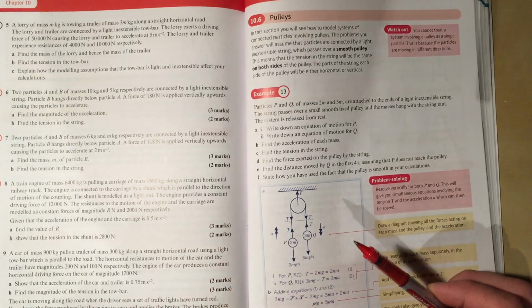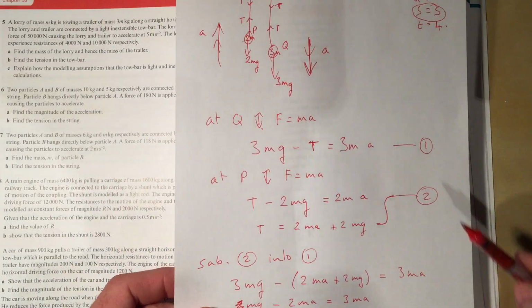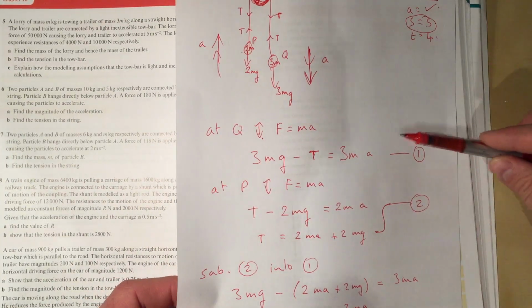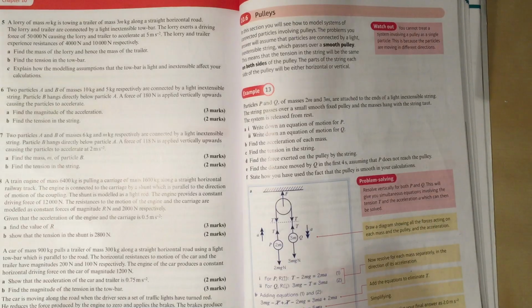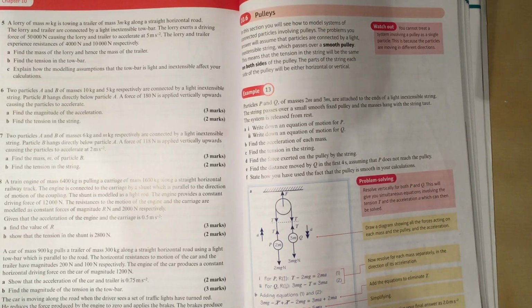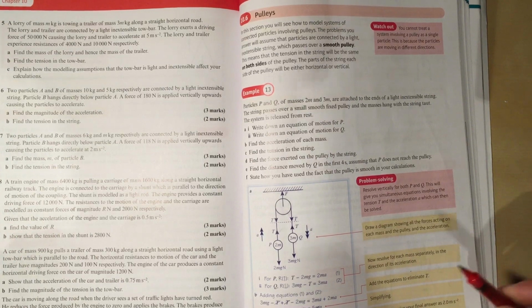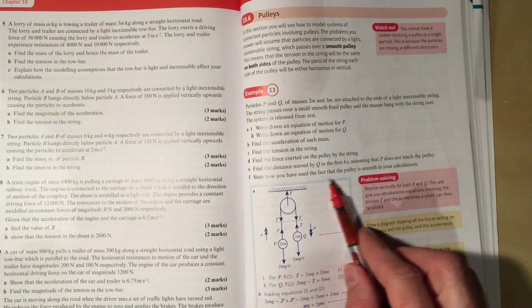The pulley problem always goes the same way. Draw that diagram, write down these two equations, work with those two equations. If there's anything else, read the rest of the question, see what you can come up with from what it says, okay? State how you use the fact that the pulley is smooth in your calculation. Because the pulley is smooth, the tension gets to be the same all the way through, okay?